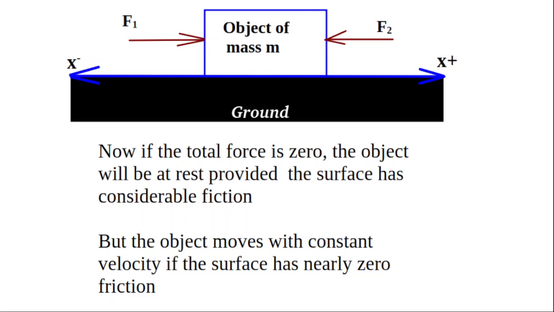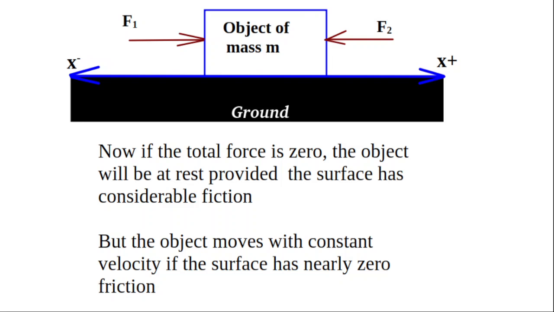If the ground has a lot of frictional force, when the total force on the object is 0, the object will remain at rest. But if the total force on the object is 0 and the frictional force of the ground is very negligible, almost 0, then even when the total force on the object is 0, the object moves with uniform motion or with a constant velocity.